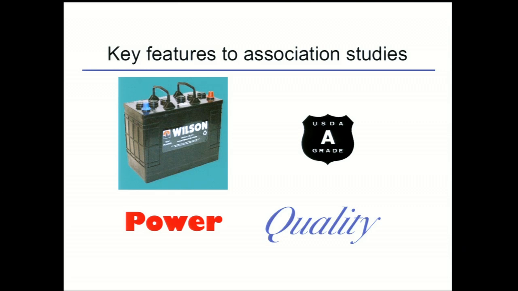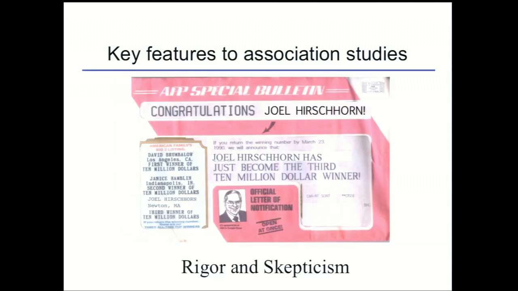So in addition to power and quality, which I talked about, the other 2 things are rigor and skepticism. Basically, if you get a result that seems too good to be true, your first thought should be, where is the artifact? What is the problem here? If you keep that in mind, you're less likely to go astray.